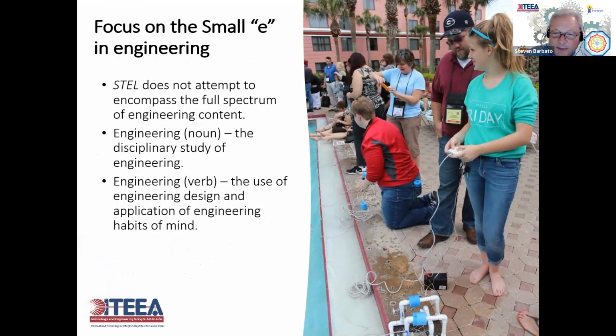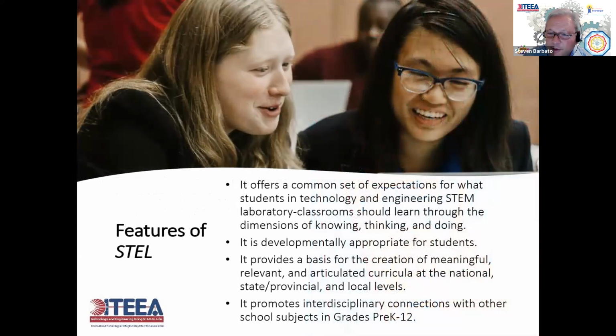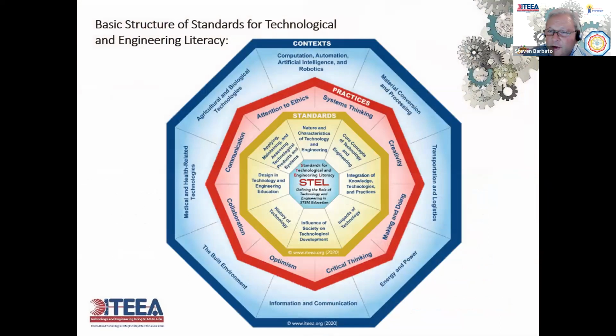We focus on a small e. What does the small e mean? It means that it's a verb, to use engineering design and the application of engineering habits of mind so that students become thinking like engineers. They don't have to be an engineer as a noun, so civil engineer, mechanical engineer, etc. But they need to be able to think like an engineer to be able to cope with the rapidly changing focus of our world.